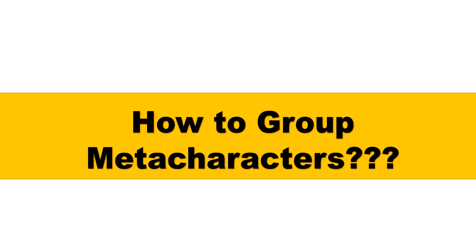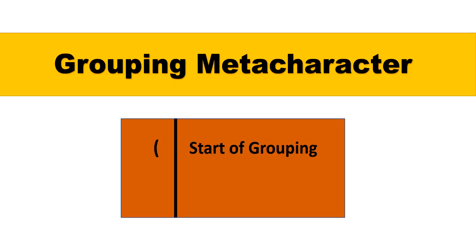Hello all. Today in this video we will learn how to group metacharacters and also alternation. For grouping metacharacters we need to know the symbols. The simple parentheses are used for grouping. So why is grouping needed? Because anything inside of them will be considered a grouped expression.